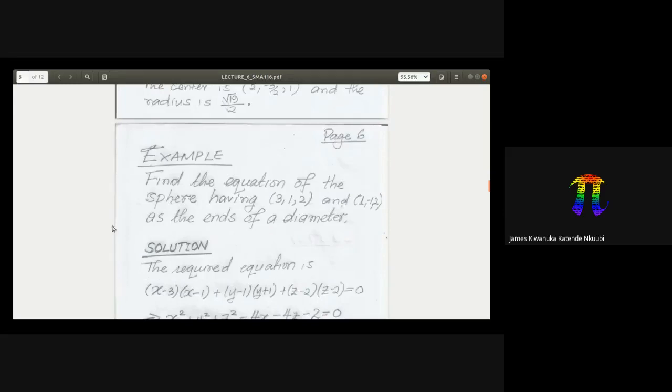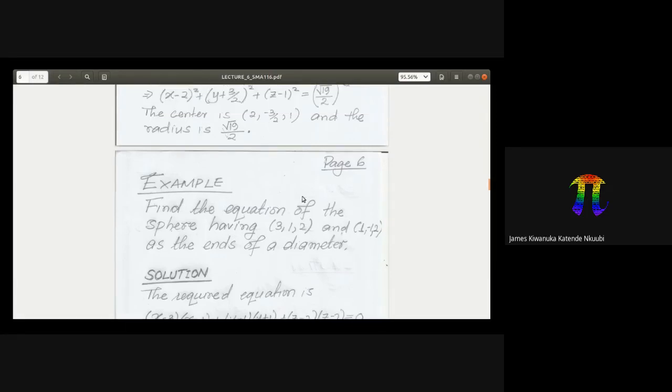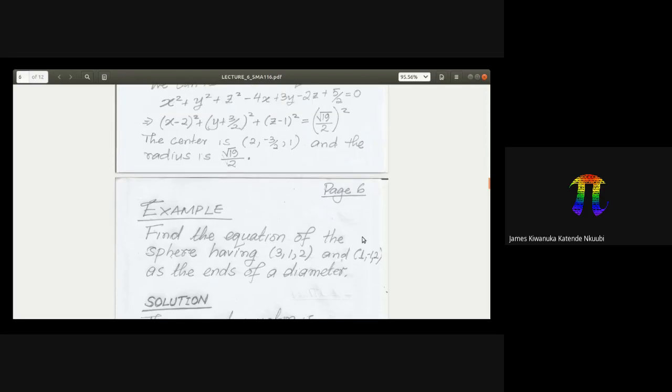So the next problem says, find the equation of a sphere which has these 2 points, (3, 1, 2) and (1, -1, 2), as the ends of the diameter. So again, I want you to solve this one. Another 50 MB is on the line for this one. And the person who won the first 50 MB, please make sure you claim so that I remember.